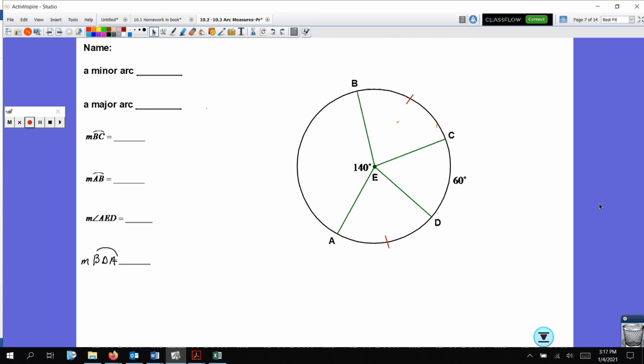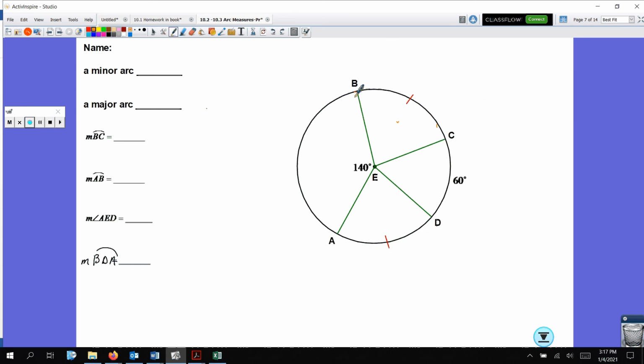Okay, first off, we see these hash marks here. I see this hash mark. And this hash mark. That means those two arcs are congruent. I'm sorry, it's not a chord. Arc. All right, this one's 140, and this one's 60.